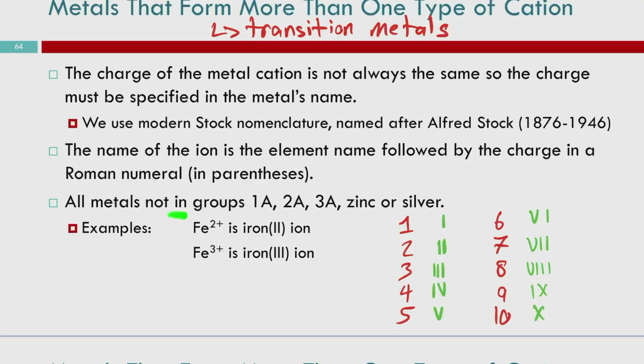Okay, so for all metals not in groups 1A, 2A, 3A, zinc, silver, cadmium, or scandium, for example, with iron, Fe2+, iron(II) ion.